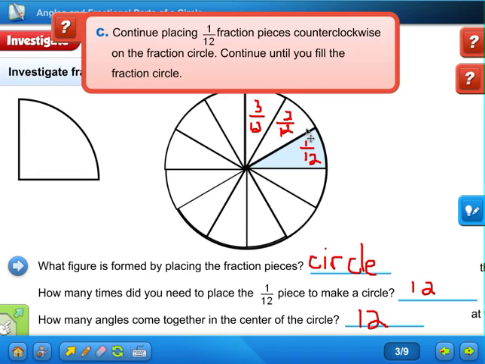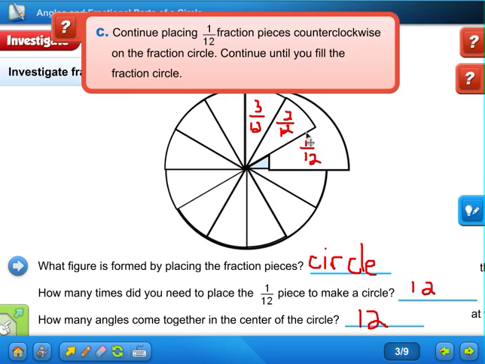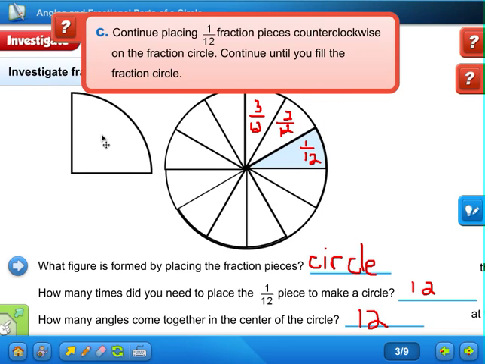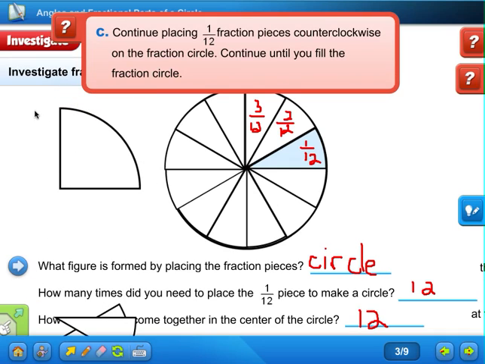You can do the same with different size fraction pieces. Like here, you could have used 1/4. If you make it 1/4, you can make another 1/4 over here. Then you can make a 1/4 down here and a 1/4 down here. So it would take 4 pieces there. So you can do the same with different size fraction pieces as well.